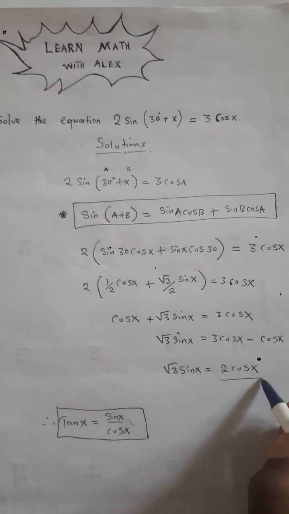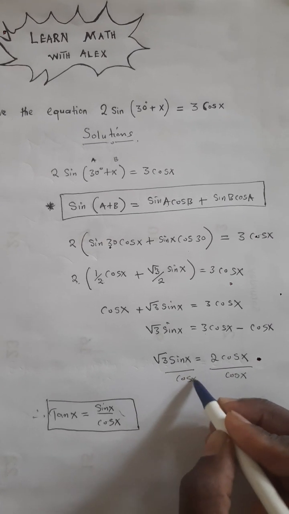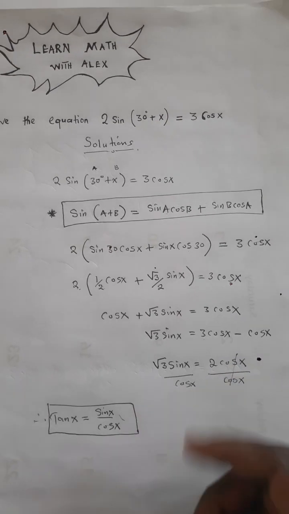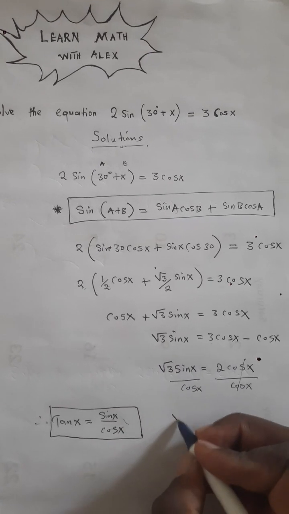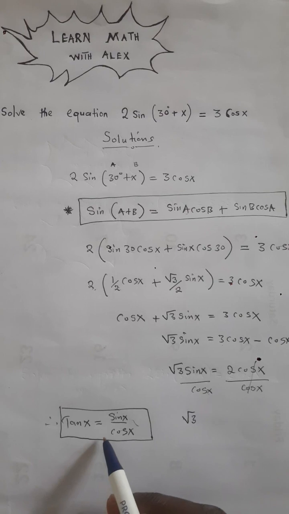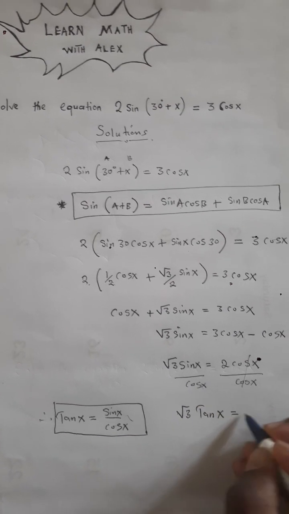I can divide both sides of my equation by cos. So this and that is 1. Here we're going to remain with 2, then this side will remain with root 3. And we know that sine upon cos is what? Tan x is equal to 2.